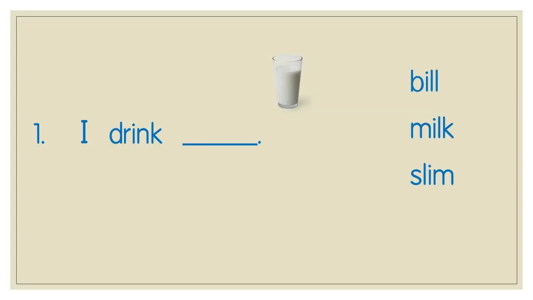Please open your book, page 11. In this page, you have to circle the word that best completes the sentences. Write the word in the blank. Let's read the sentence number one. I drink blah blah blah. Look at the picture. According to the picture, what do I drink? Yes, I drink milk. Can you find the word milk? Can you circle it? Can you write the word milk to complete the sentence?